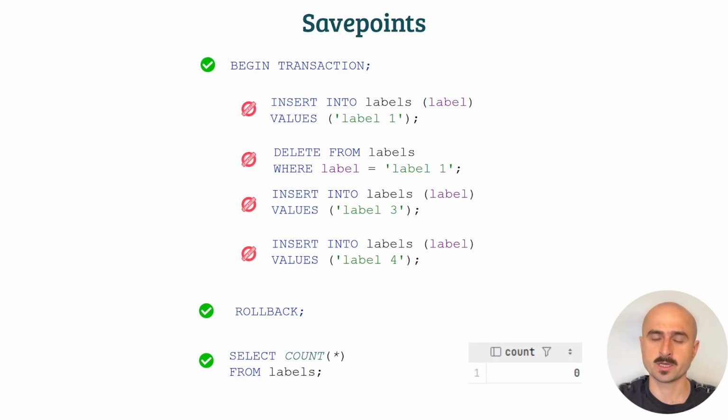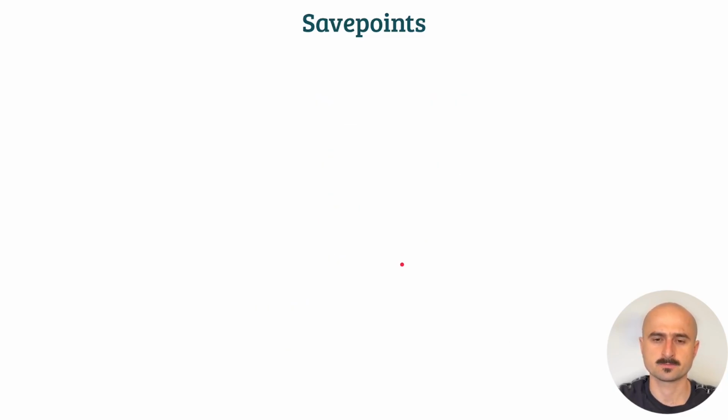What we don't know yet is that there is a way we can roll back just parts of a transaction. So the rollback statement, just to repeat ourselves, rolls back the entire transaction. Now let's move to the second slide and see how we can roll back just a part of a transaction.